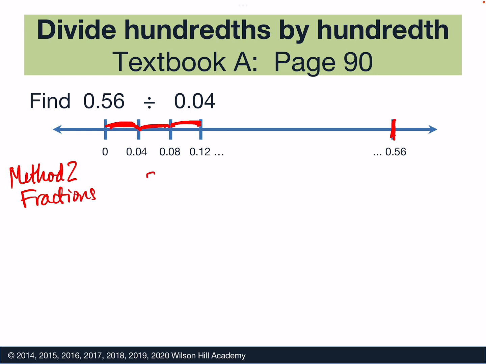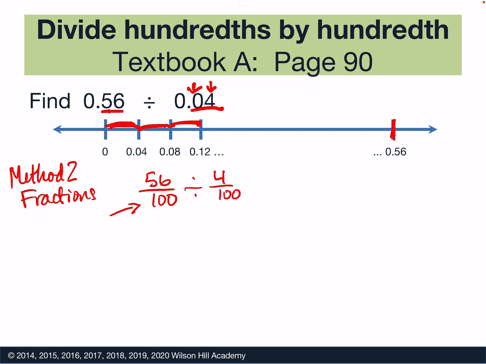So we have 56 100ths. Now, notice that it's not 56 tenths. We have a 5 in the tenths and a 6 in the hundredths place. So we've got to put this decimal over 100. So we have 56 100ths divided by, there's a 0 in the tenths spot right here, and there's a 4 in the hundredths. So this is divided by 4 100ths.